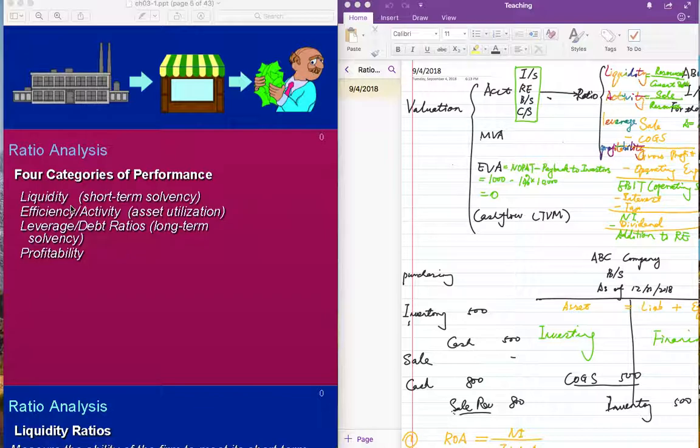In other words, does the firm have enough cash flow to pay the claims of the creditors? It is important. Cash flow is called the living blood of a company. Profitability is important, but sometimes it's not even as important as cash flow or liquidity of a firm.